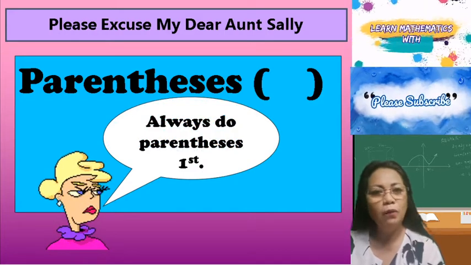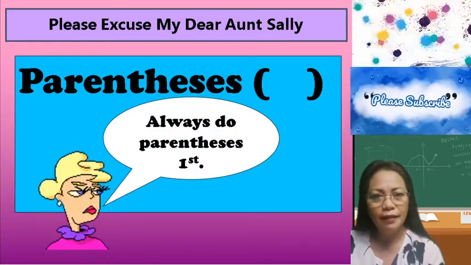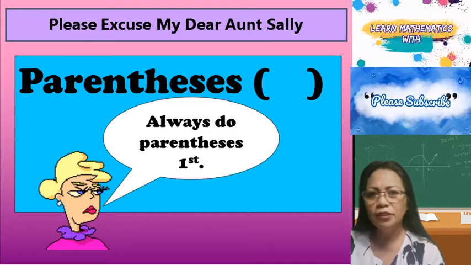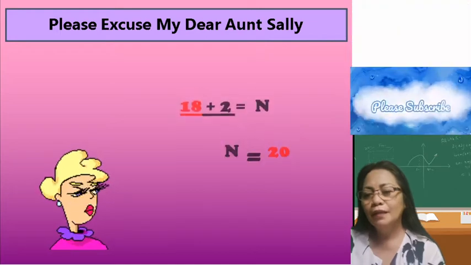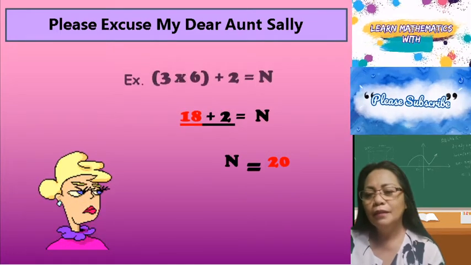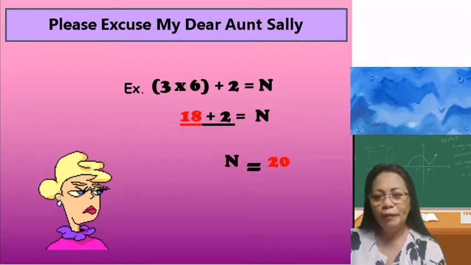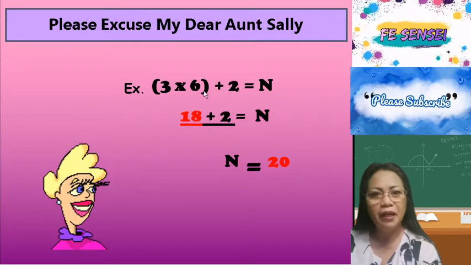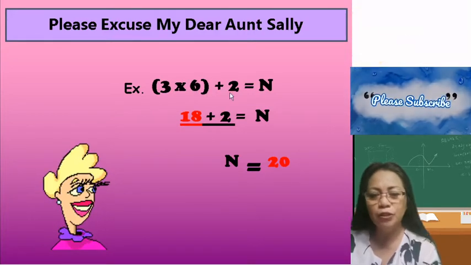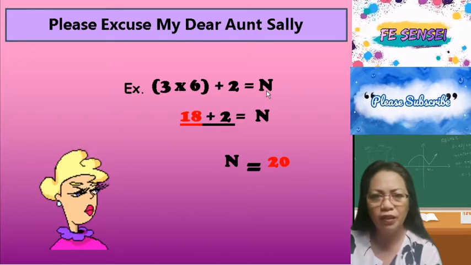Parentheses. Always do parentheses first. That's always the first. So, for example, open parentheses, 3 times 6, close parentheses, plus 2 equals n. N is the number we're looking for.